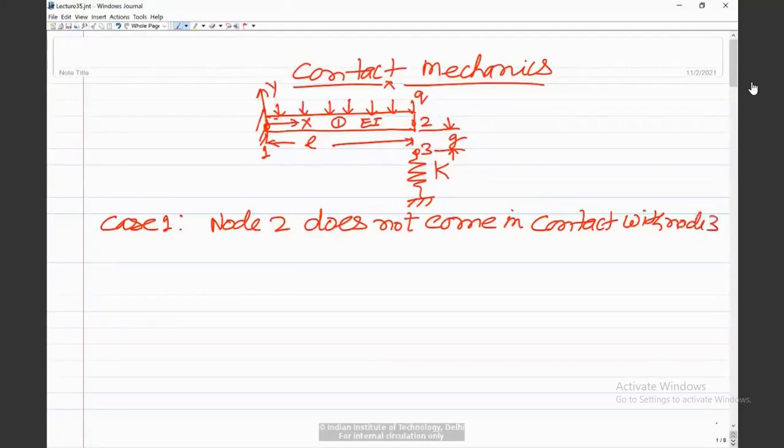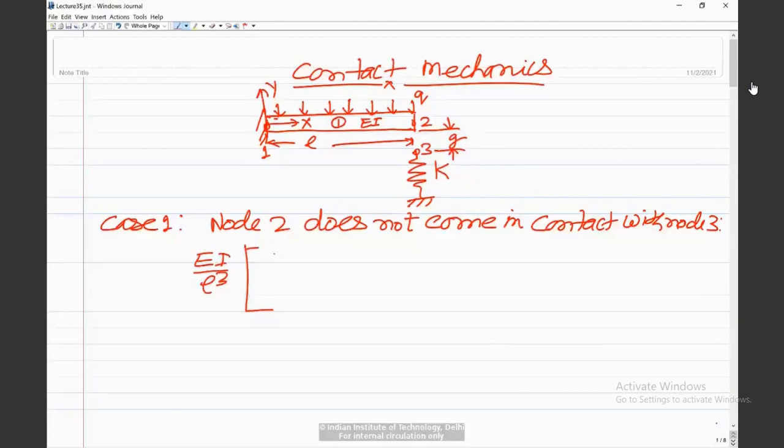So that is one possibility. For that, you already know the element level governing equation for the beam. Because the first node displacement and rotation are both 0, after we eliminate the degrees of freedom corresponding to node 1, the system equation after imposition of the boundary condition would be just the equations in V2 and theta 2.